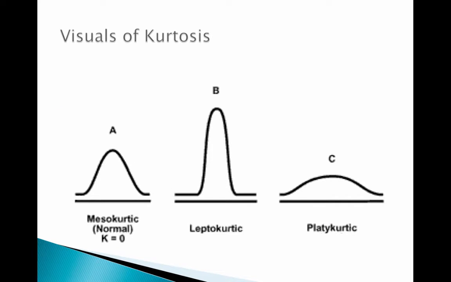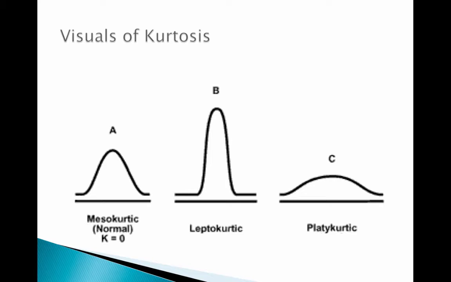Okay, so here we have a visual of kurtosis. This first one here, distribution A, is just a nice normal distribution, bell-shaped curve. So this is our mesokurtic, it has no kurtosis at all. Distribution B, though, is a peaked, much narrower curve. And distribution C is a flatter, wider curve. So between B and C, which one do you think is the positive, and which one do you think is the negative kurtosis?